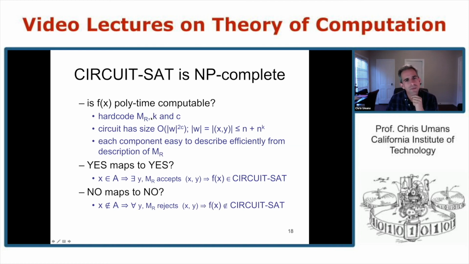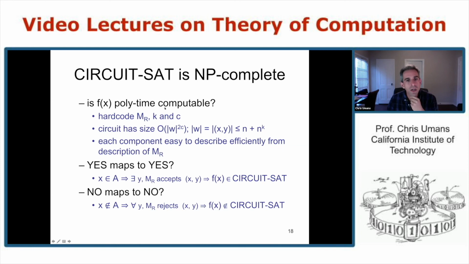And I claim yes. You have to hard code the description of the Turing machine M sub R, it's a finite description. The K is the length of the witness Y as a function of the length of X, the Y is of the size of X to the K. And C is another number which describes the running time of the Turing machine, so some constant. And then the circuit, if you remember, has size W to the 2C at most. And W has length which is the length of X and Y together. X has length N, Y has length N to the K.